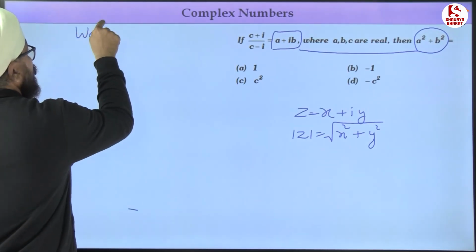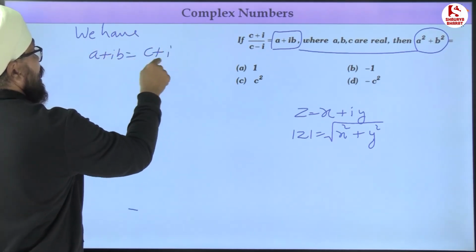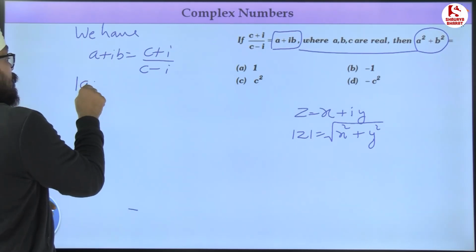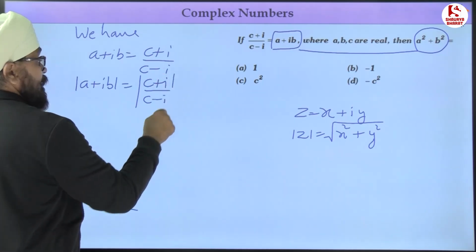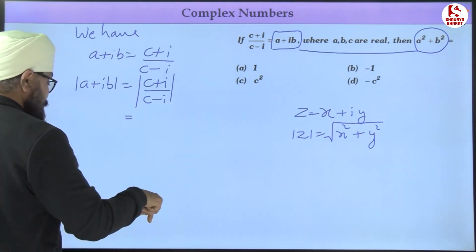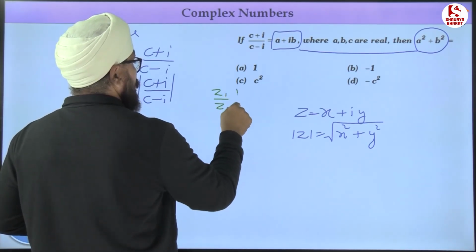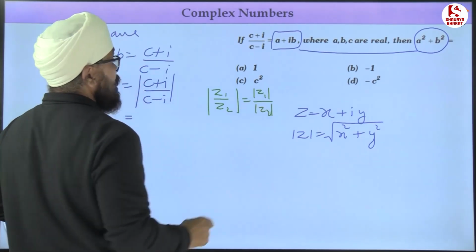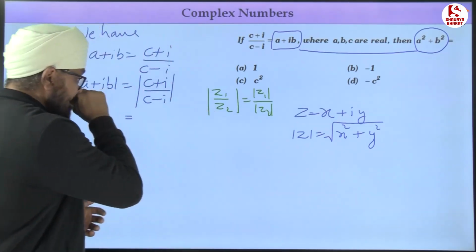So, we have a + ib = (c + i)/(c − i). Let us take the magnitude, taking mod. This becomes the modulus of (c + i)/(c − i). Whenever there is a complex number divided by another complex number and we take the magnitude, this becomes magnitude of z1 over magnitude of z2. This is the property we studied while studying all the properties of modulus, so we will apply it here.